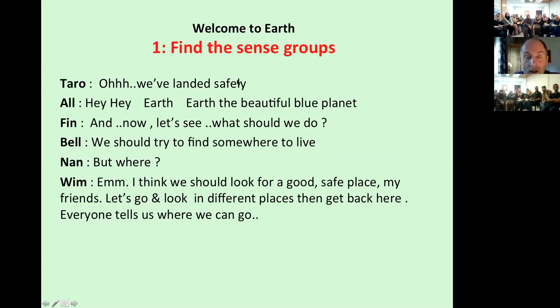So here we are, we've got the first page of the play. And this is in fact a quarter of the play here. And so we're going first to look for the sense groups. So I guess now, where would you put the first sense group? After the owls. Could just be there, couldn't it?